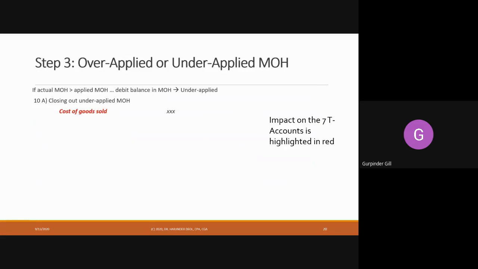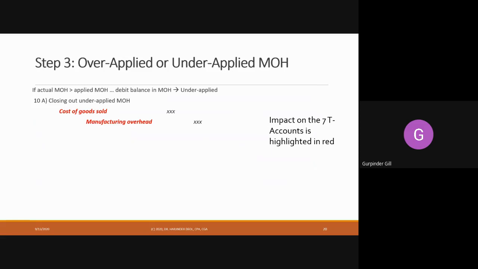If your manufacturing overhead account was under-applied, then we will debit our cost of goods sold and credit our manufacturing overhead account to bring this account to a zero balance. So we will absorb the cost as part of doing business, which is your cost of goods sold. Keep in mind, this is at the end of the period, so there is no way we are able to go back and recover this cost out of our customers.